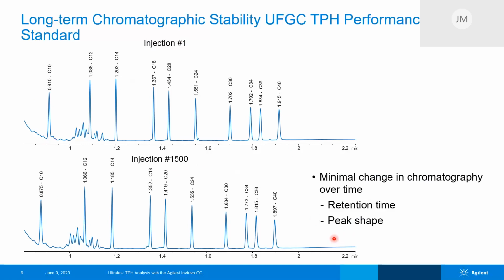So although we're losing some stationary phase, because the phase will bleed off over time, we're not really losing so much that it's affecting the peak shape. We're just getting a little bit shorter retention time. And for various systems that we've tested, we've gone up to 3,000 injections before the column needed to be changed.